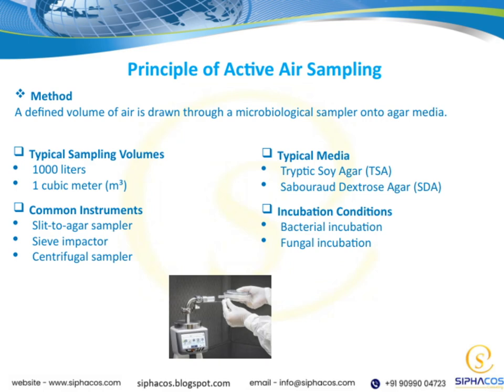Typically, we sample around 1,000 liters, that's 1 cubic meter of air. Instruments like slit-to-agar samplers, sieve impactors, and centrifugal samplers are commonly used to collect these samples.